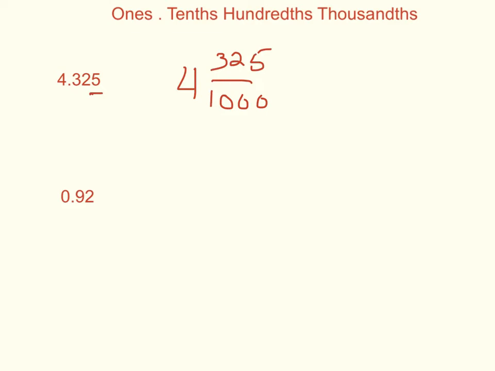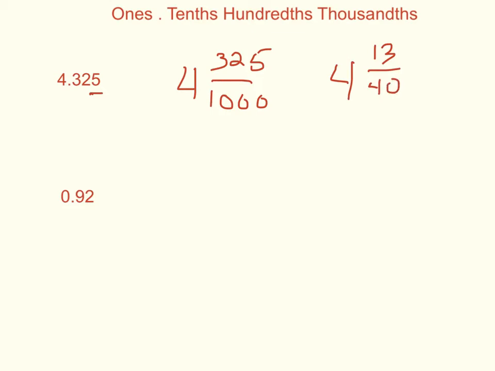Now this is a mixed number equivalent to that decimal, but I do also need to work on simplifying. I know that both of those numbers, 325 and 1,000, are divisible by 25. 325 divided by 25 is 13, and 1,000 divided by 25 is 40. And that would be the simplified version.